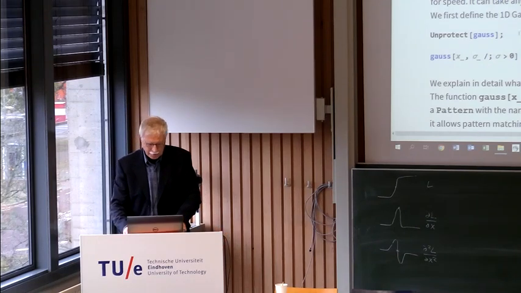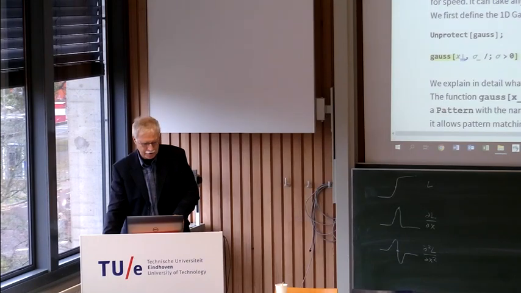We define the Gaussian function. It is a function of x, 1-dimensional. This is sigma. You see the underscore means it's a variable with the name sigma. And this means with the condition that sigma is larger than 0. And this is my Gaussian.